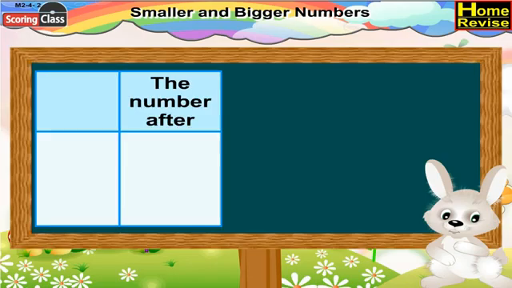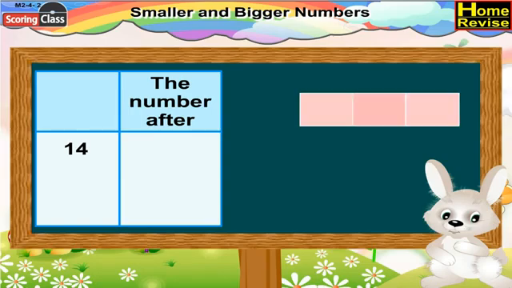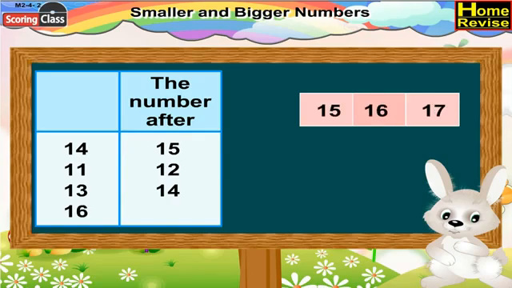Now we will learn about the number after. Well, can you tell me which number comes after 14? If we start counting, it is 13, 14, 15. 15 is the number. And what comes after 11? Yes, you're right. It is 12. Okay, what comes after 13? 14 it is. And what comes after 16? Alright, it is 17. You're a genius.